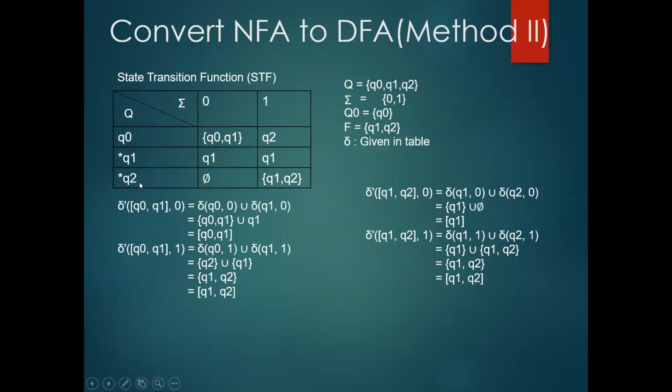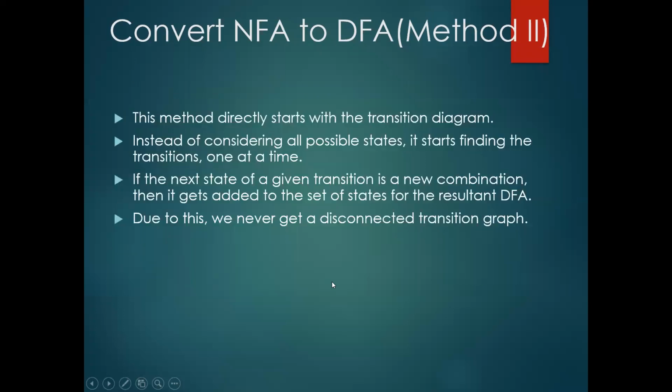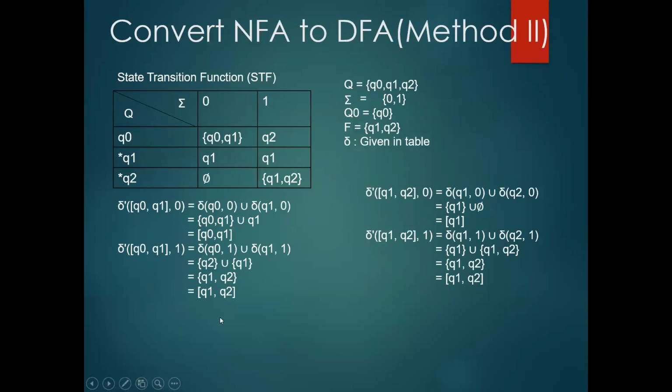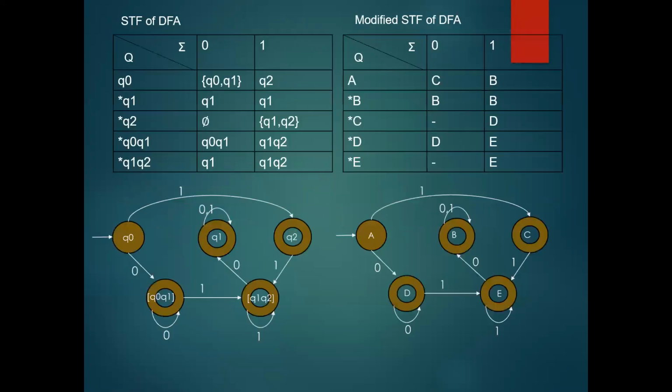You can relate it with the one here. For Q0, Q1, Q2, the transitions remain the same: Q0 goes to Q0, Q1 and Q2; Q1 goes to Q1 and Q1; Q2 goes to phi and Q1, Q2. Then for the Q0, Q1 state and the Q1, Q2 state, those you computed here can be added to the state transition function of the DFA. So these are added. Now you can relabel it.